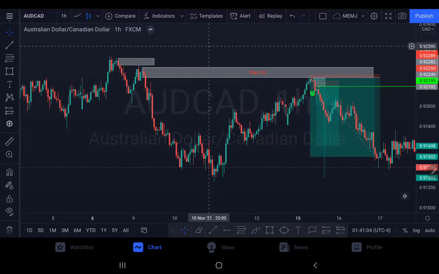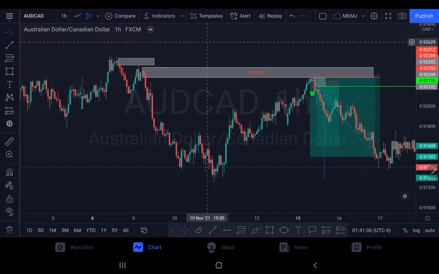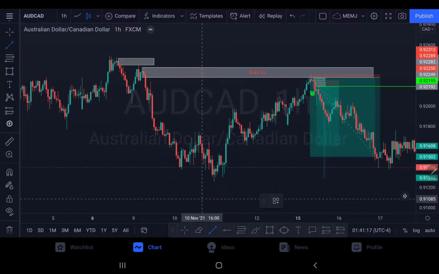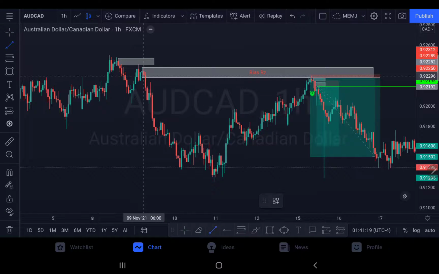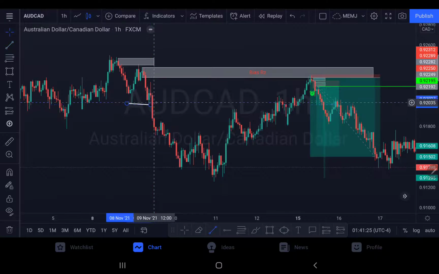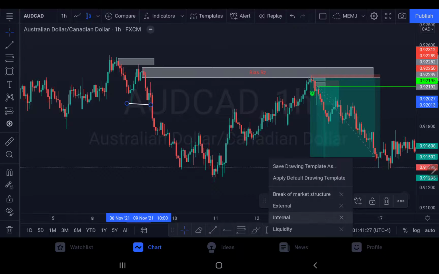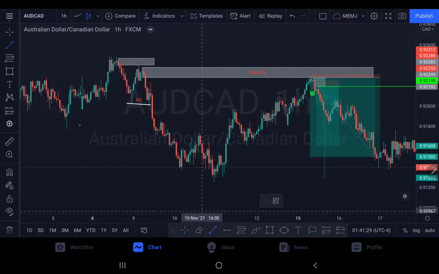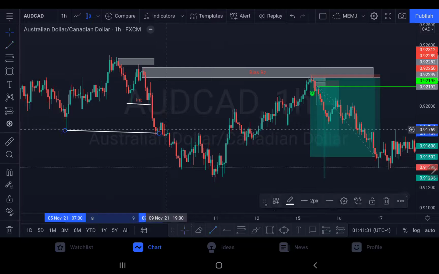So what I did was I started looking for my confirmation, which started with an order block rejecting off of a next order block. So that first confirmation was fulfilled. I also looked to see if the bias RZ order block also broke internal structure and external structure, which it also did. So that's my internal structure there, and it also broke the external structure as well.